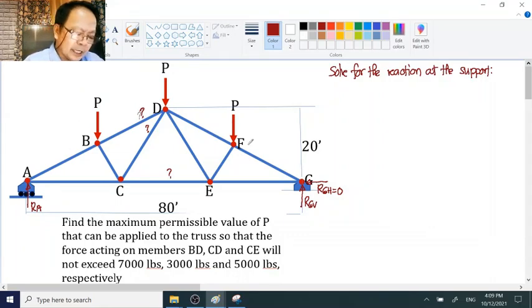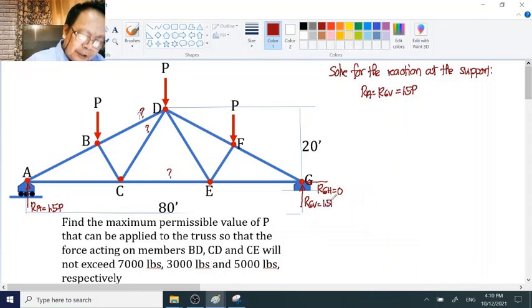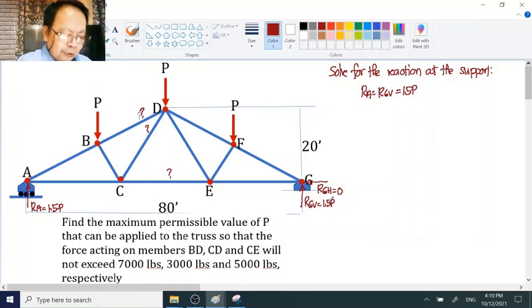And because our forces are symmetrically placed on a structure that is symmetrical, we would expect that the value of RA and RGV will be equal. And this will be equal to 1/2 of the load on top of the structure, that is 1.5 of the value of P. Kaya ito ay 1.5 P. Pagkatapos nating maipakita ngayon yung reaction, then we now decide kung saan natin padadaanin yung ating exploratory section.